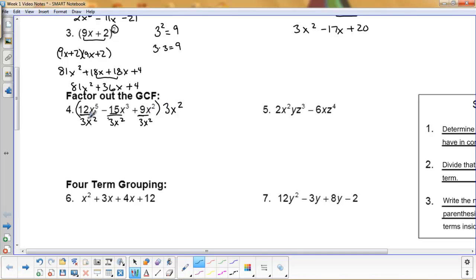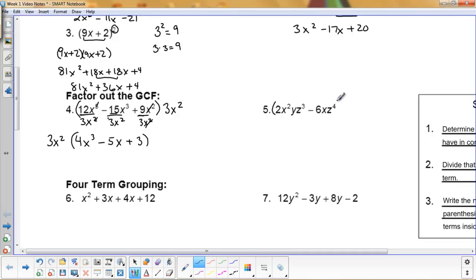So using properties of exponents, I'm going to subtract, leaving me 3 x's. 12 divided by 3 is 4, so that's 4x to the third power. Minus 15 divided by 3 is 5, and 3 minus 2 is 1, so that's 5x. Plus 9 divided by 3, which is 3, and the x squared terms canceled out. Please do not forget to write 3x squared, your GCF, on the outside of the parentheses. It doesn't matter whether it comes first or last. People are more familiar with it being first, but don't be surprised if you ever see it behind a trinomial or another binomial instead. It's all going to be the same.